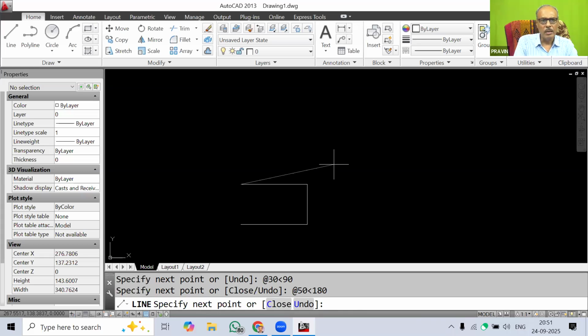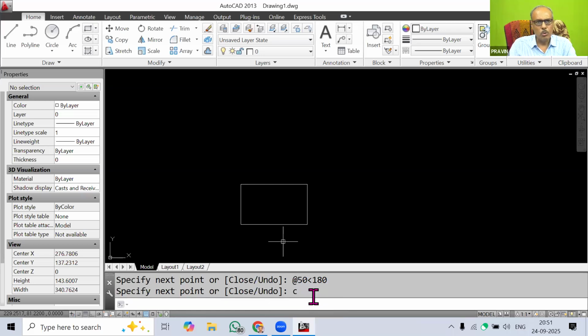Now in this line command, there are two options in the square brackets, and those are close and undo. So while drawing the line, you can always close the line, or you can also undo. If there was some mistake, you can type U at the command line, and your previous line will be cancelled. Or if you want to close, at this moment I can type C and enter. So that was closed, and you can see that this was a rectangle of 50 by 30, and it was drawn using the relative polar coordinate.